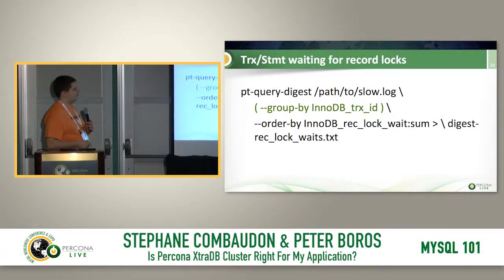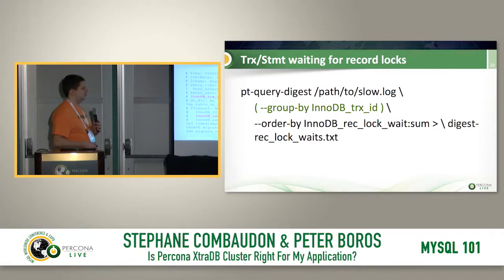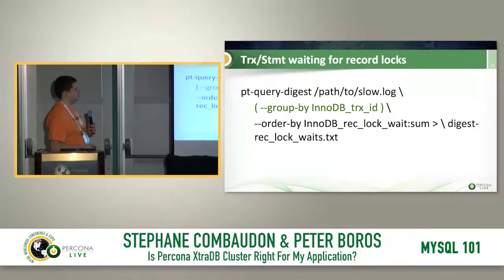And if we add group by InnoDB transaction ID, then instead of statements, it will check the time spent in lock waits in InnoDB transactions, and this is when the sum comes into play, because a transaction can be multiple statements, because an event in the slow log is a statement. So in order to know how much time the transaction spent here, we have to sum these up. So that's the sum part right there.